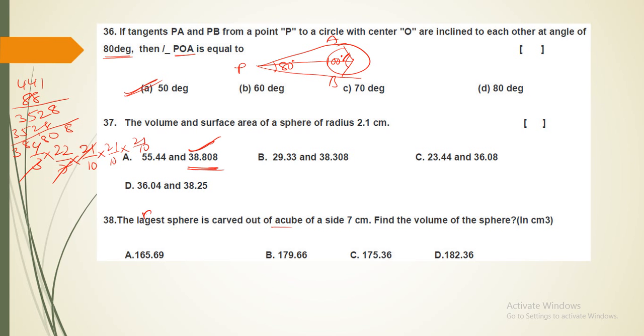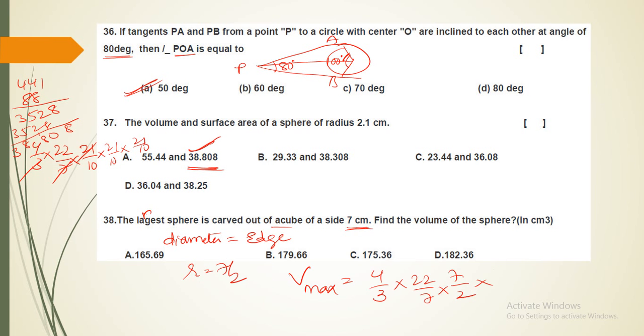Next, the largest sphere is carved out of a cube of side 7 centimeters. Then the volume of the sphere is. So already we know the largest sphere is taken out of the cube. From that, what can we say? Diameter is equal to edge. So diameter of the sphere is equal to the edge of the cube. That means radius is equal to 7 by 2. So the maximum volume that we can take out is 4/3 into 22 by 7 into r cube. So r cube is 7 by 2 into 7 by 2 into 7 by 2. So 7 and 7 get cancelled.